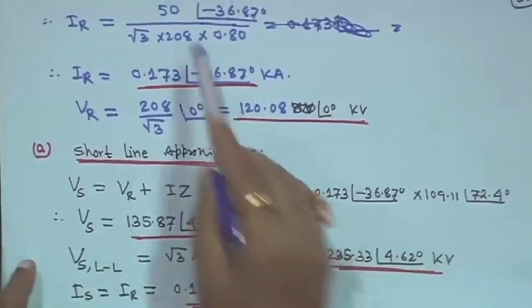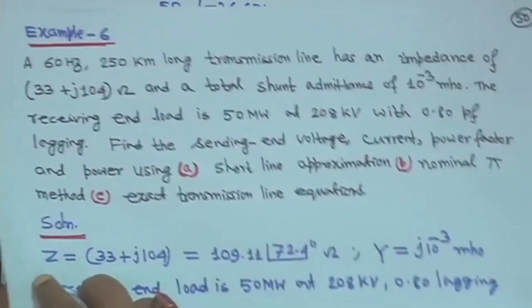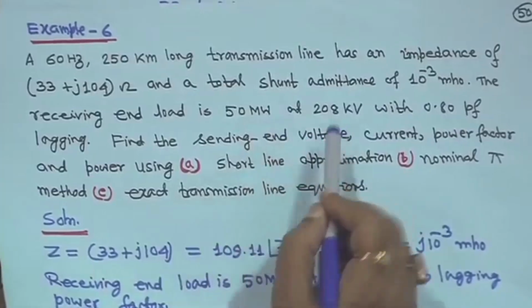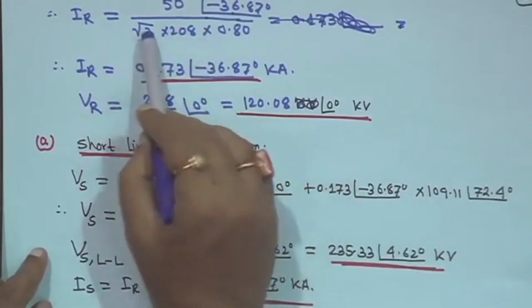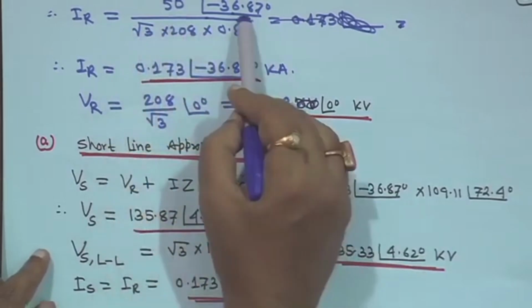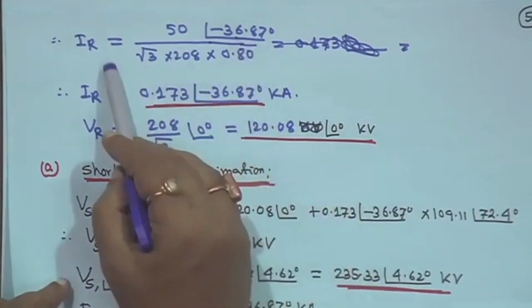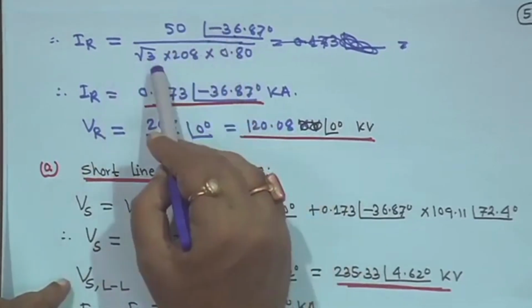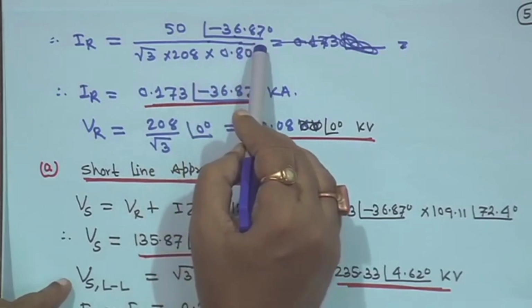So, your receiving end load is 50 megawatt, right. So, your root 3 V I cos phi is equal to 50, but the current angle is also taken because the power factor is 0.8 lagging. So, we are writing IR is equal to 50 by root 3 into 208 into 0.8, and angle minus 36.87 degree.